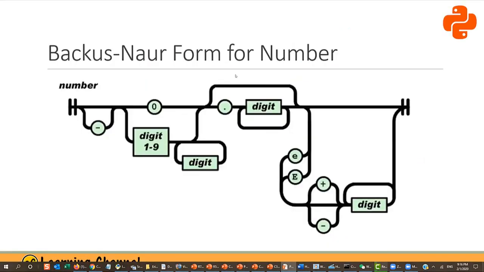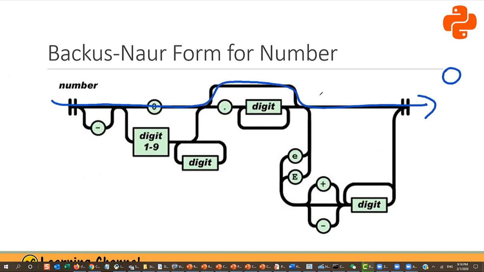And here this one is the Backus normal form for a number. Let's try to understand this one. Here we have zero. You can have the number zero, go this way and get out. That's a regular zero, right? Or you may have a number coming here, 1 to 9, go here and get out. So the second one is just 1 to 9.